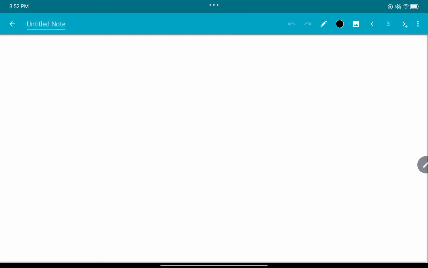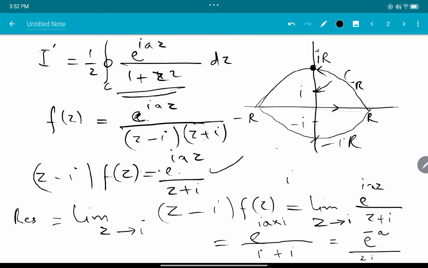That is equal to e raised to minus a divided by 2i. That is equal to 1 by 2, or let me keep it as it is. This is the residue. Now if I substitute this residue back into the value of j here, j is this. We usually write j for this. Instead of I dash, let me write j.